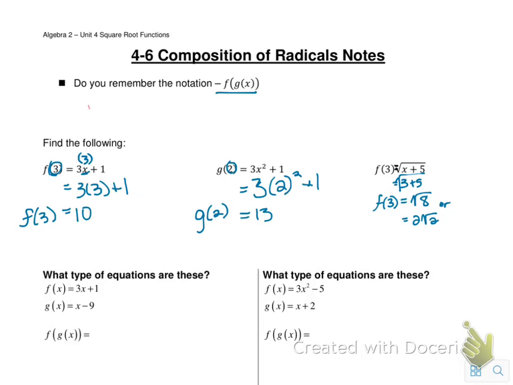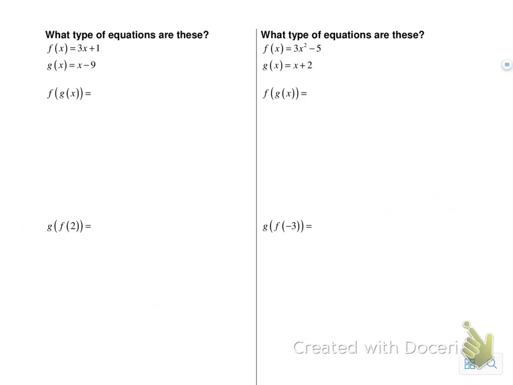So first, what type of equations are these? These are linear equations, and we are going to put g inside of f. Okay, I have a little bit better slide here, more room. So this is linear, and the first thing I'm going to do is put g inside of f. So f is 3x plus 1. So I'm going to do 3, and I'm going to replace the x with x minus 9.